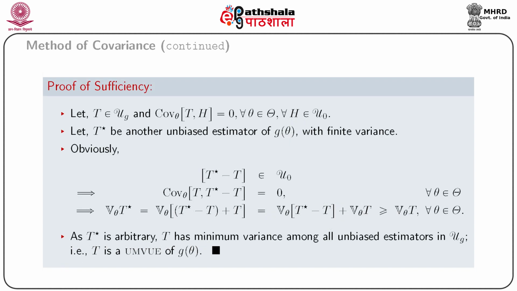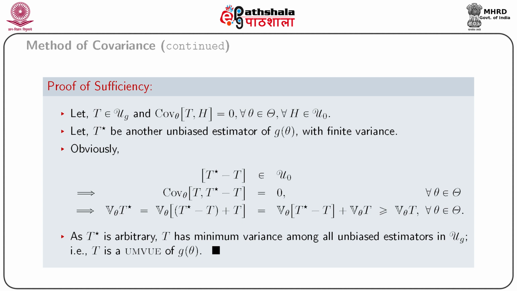Now we discuss the if part of the proof. Suppose T belonging to U_g is an estimator of g(theta) such that covariance under theta of T and H equals 0 for all theta belonging to Theta and for all H belonging to U_0.